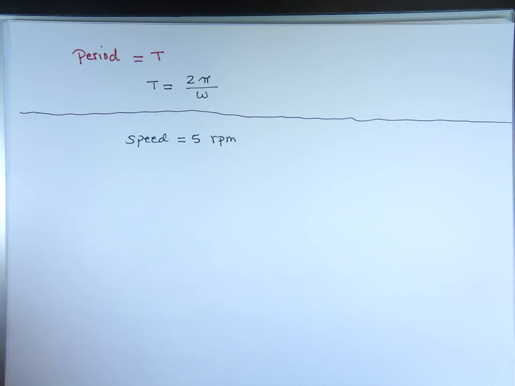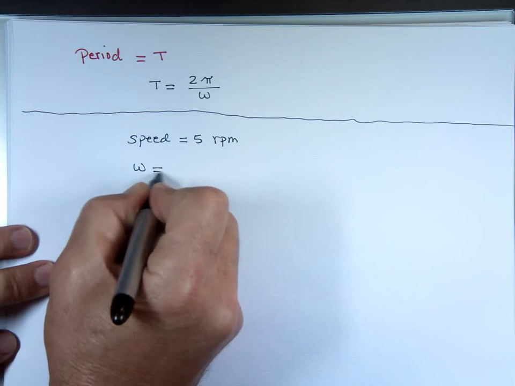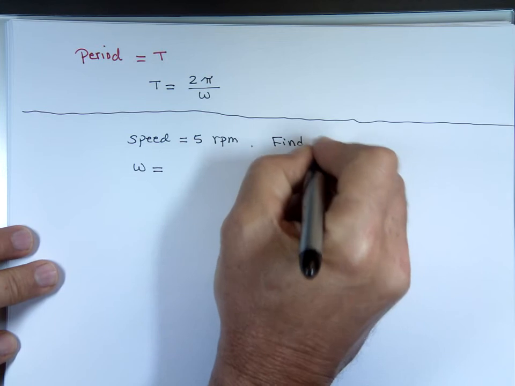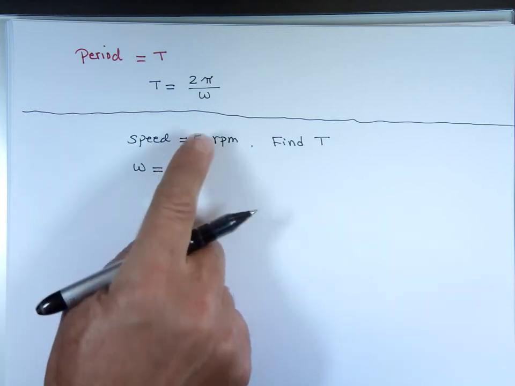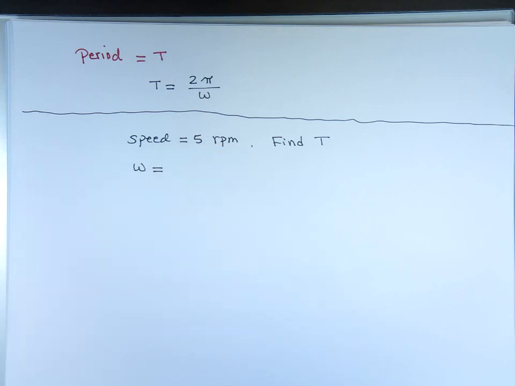So now, can we get what W is first? I'm looking for T, by the way. Find the period. Find what T is. I already told you it's 12 seconds, but I want to show you the math behind it. Because it's 5 revolutions per minute, that's 5 full turns every minute. So it's 1/5 of a minute for one full turn, and that's why it's 12 seconds. But we'll go through the math.